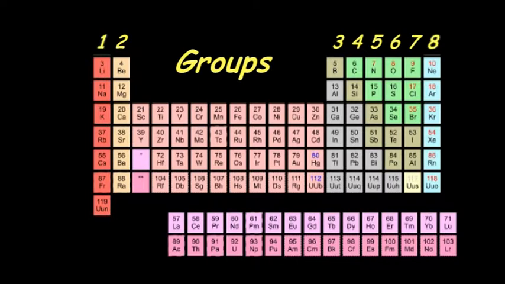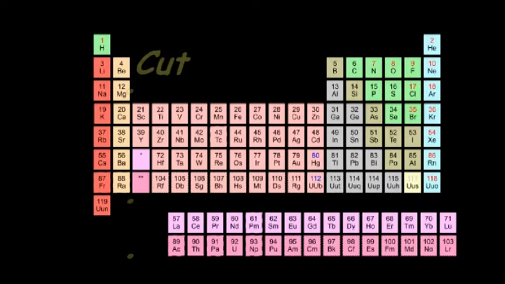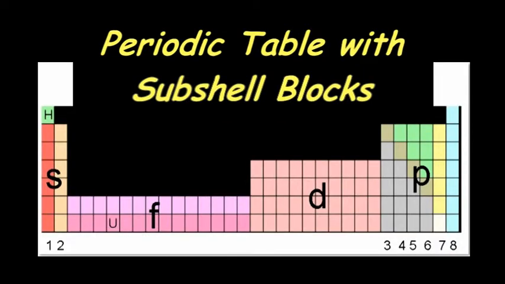This table has 2 rows cut out and placed at the bottom. Imagine you use scissors to cut down after group 2 and insert the 2 bottom rows in place of the similarly coloured blank boxes. The resulting table looks like this, and the boxes are a bit small to read. This table consists of 4 blocks called the S, P, D and F blocks. This video will look at the most important elements found in the S and P blocks.